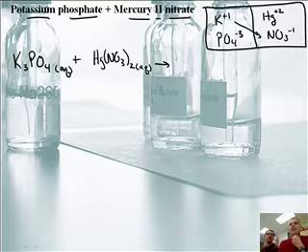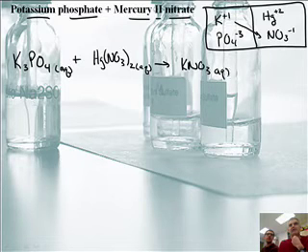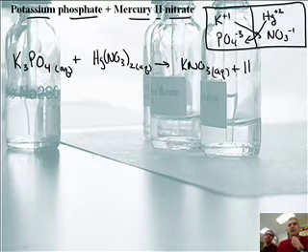You're just going to trade partners. Potassium's going to get together with nitrate. That's easy, one and one. That'll be just KNO3, and that's also aqueous. And here comes our solid. If we put the mercury 3 and the phosphate 2, make them 6.